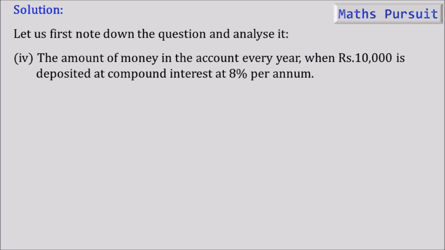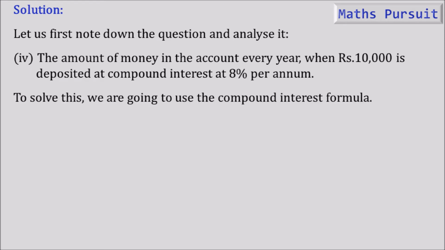I believe you might know there are two types of interest a bank gives: simple interest and compound interest. Simple interest calculation is very easy, that is PRT by 100, which is principal into rate into time by 100. In compound interest the calculation is a little different, and there is again a formula for calculating. So we will use the compound interest formula here and move ahead with our calculation.